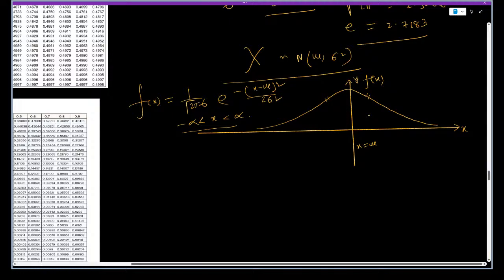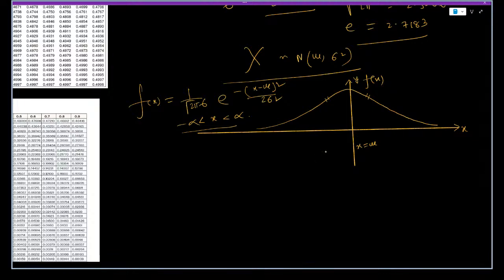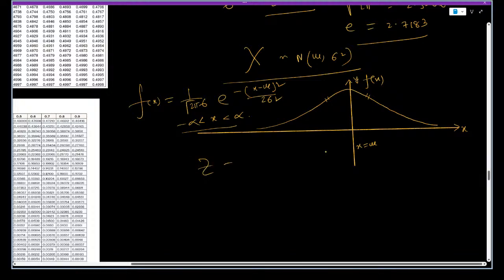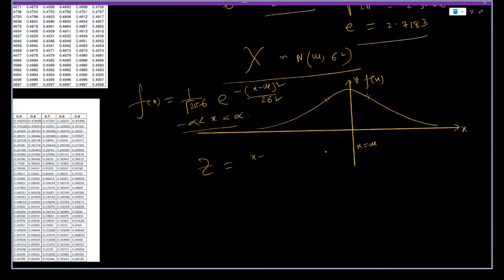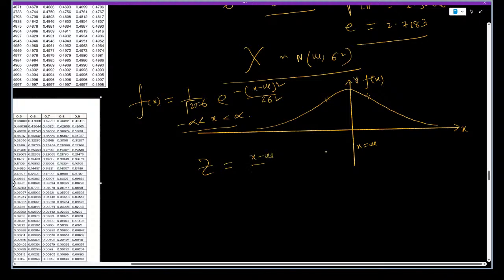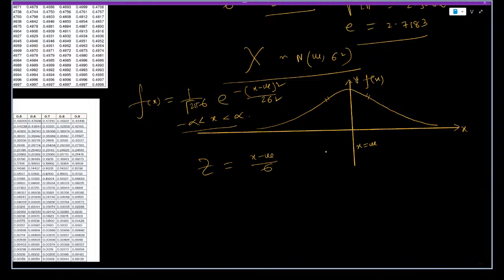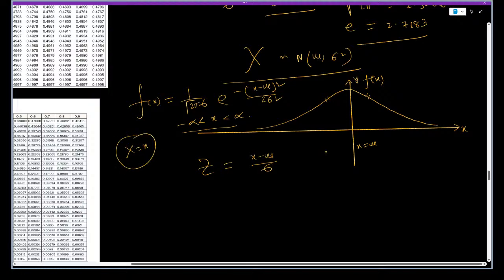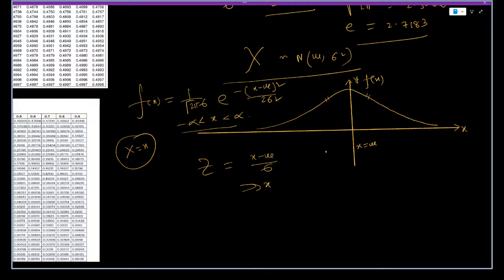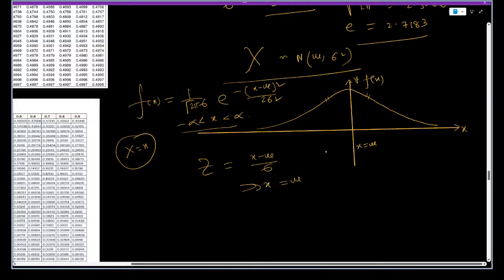To get the values quickly, we need to use the standard normal distribution. Okay. For that, we need to make a substitution on this. Let us make the substitution z equal to (x minus mu) by sigma. You can take this as capital X, whatever. This x is actually a value of x. One value of x we have taken here. So this x, if you cross multiply, is going to be equal to mu plus sigma into z.